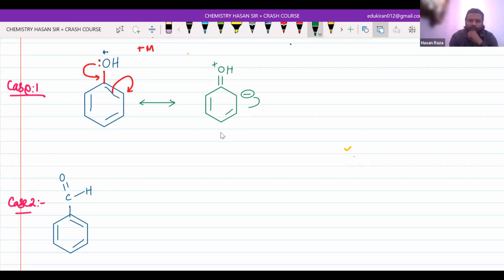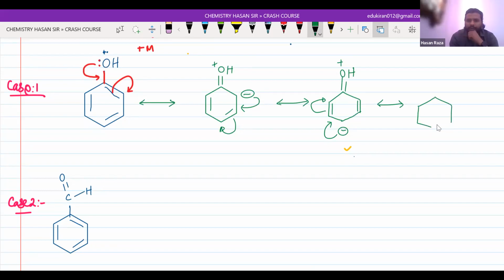Now, if you are going to move from this to this side, you can see this will be the scenario. Negative charge will come here and the rest of the part will be as it is. And then again, if you're going to move this charge to this side and this charge to this side, the bond, then you can see this will be the scenario.